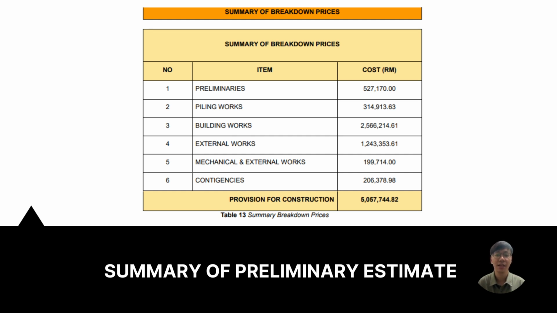Both mechanical and electrical works total costs are RM199,714. Lastly, total for contingencies is RM206,378.98. Total provision for the total construction is RM5,057,744.82.